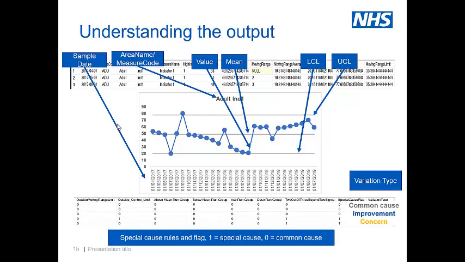And the final column I'd like to highlight to you is the variation type column. Now, you might want to use this column to highlight your special cause on your visualization so that your decision makers using this chart can instantly appreciate whether particular time points are showing improvement, concern, or common cause variation. They don't have to count the dots or look at the rules. And there would be an example just to overlay the color from the variation type onto your chart.